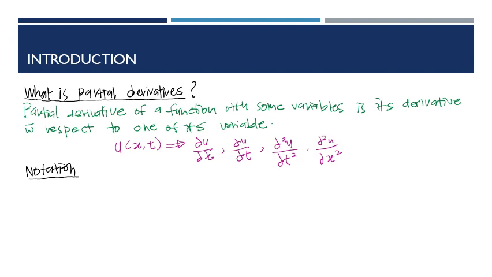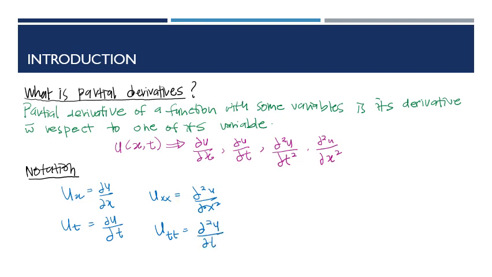Okay, so there are also some notations that we can use to represent the partial derivative. For example, u subscript x means that we find del u over del x. u subscript t means that you want to find del u over del t. u x x means del square u over del x square. u t t means we do the second derivative, del square u over del t square.